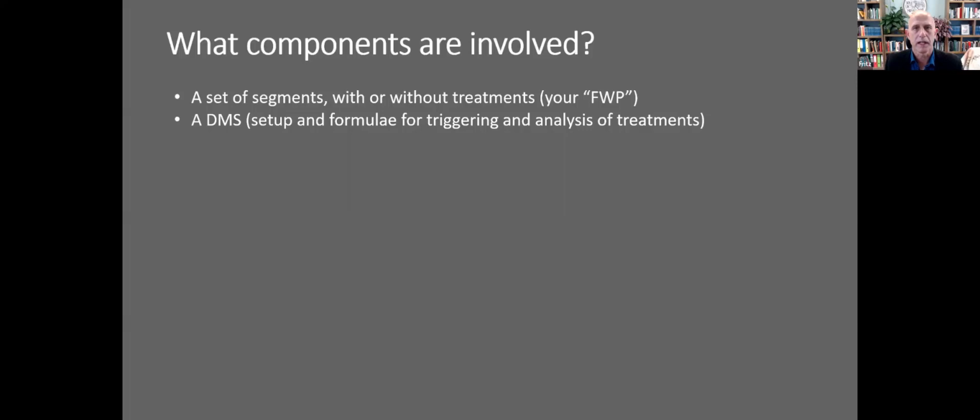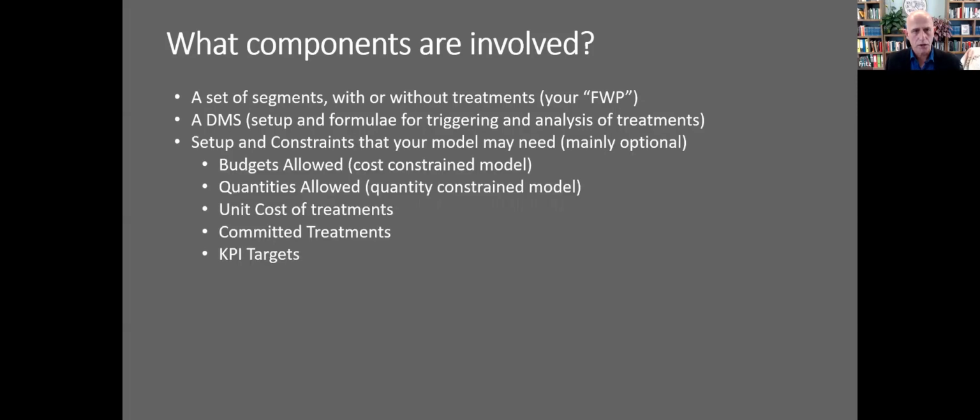The next component then is the vital DMS, or Deterioration Model Setup file. This is an Excel template that contains the setup and all the formulae that you need for triggering treatments, for predicting how your network is going to deteriorate over time, and the analysis of costs and quantities of treatments. The third component is the setup and constraints that your model may need. Now, some of these setups and constraints are optional depending on what type of model you are using.